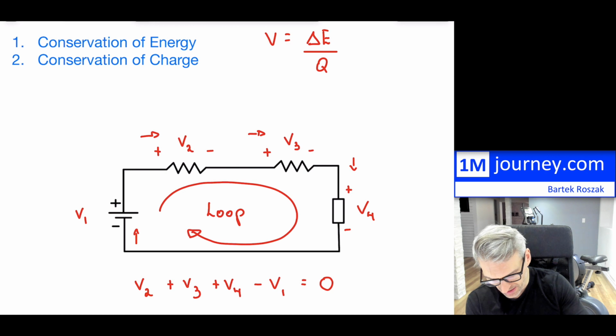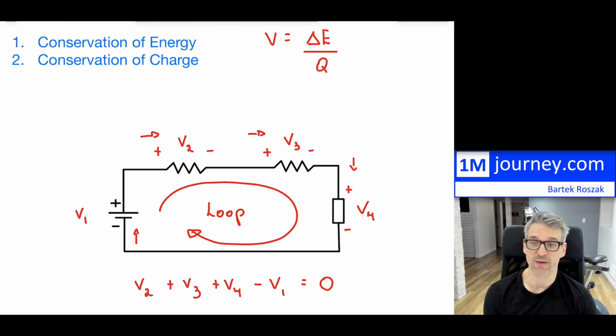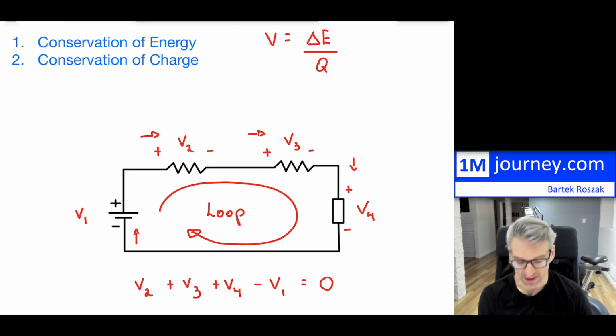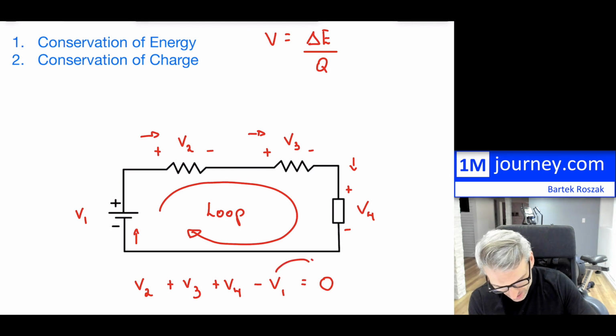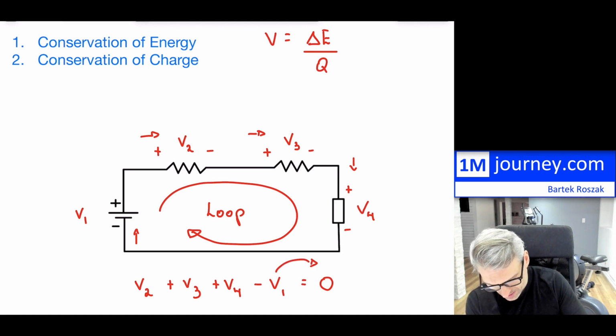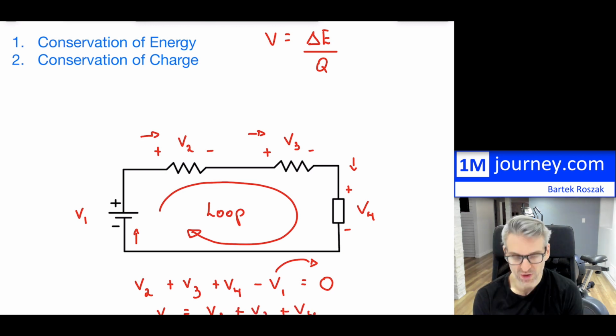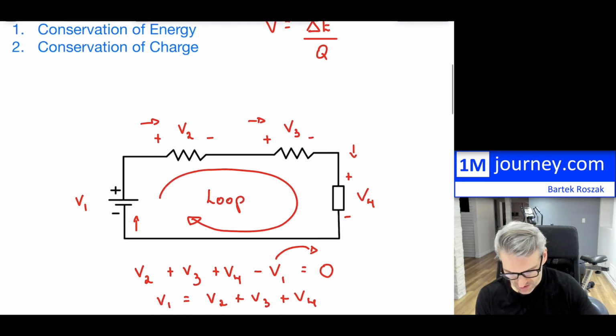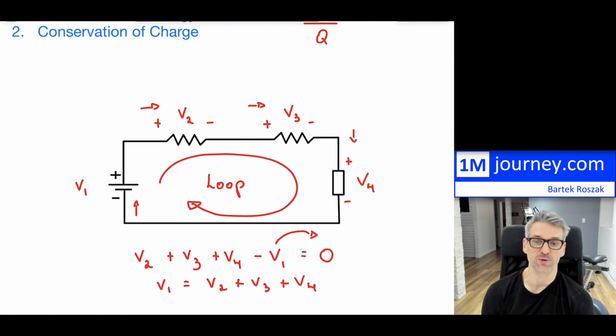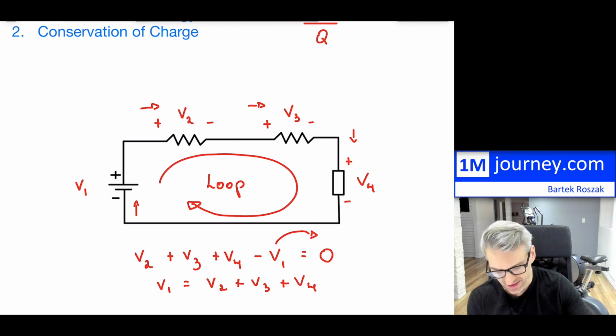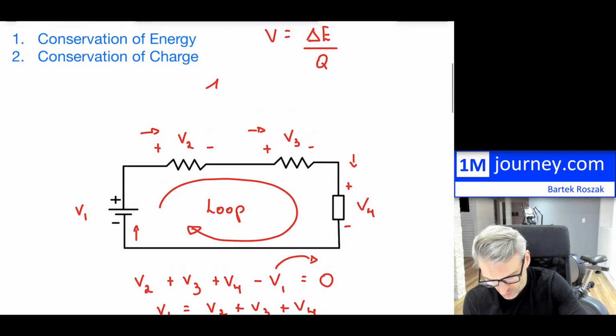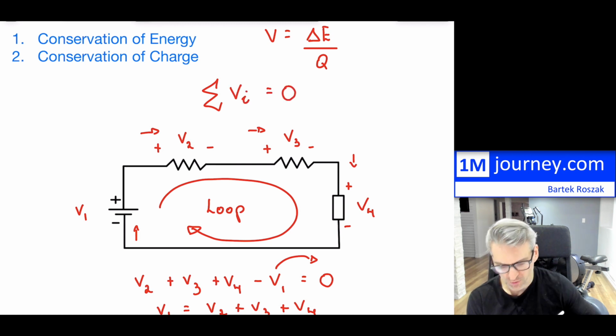Now, very often, because you have this battery, which is kind of the source within here, you might actually bring this over to the other side. So sometimes it might be written like this, where the V1, right here, because it's on the negative, is going to be equal to V2 plus V3 plus V4. So you can certainly write it out like this if you wanted to. But the idea is that the sum of all of the voltage drops around a particular loop is always going to be equal to 0.